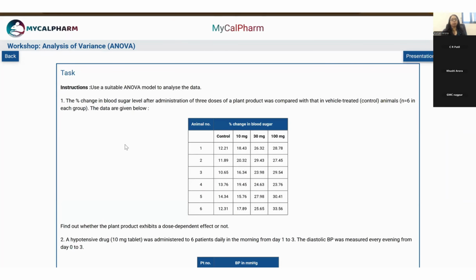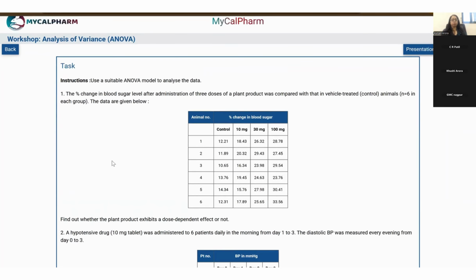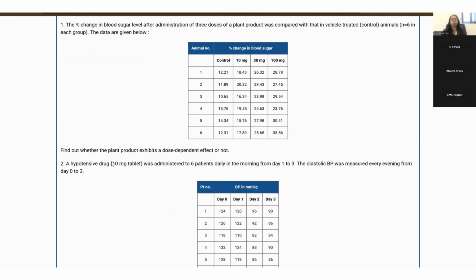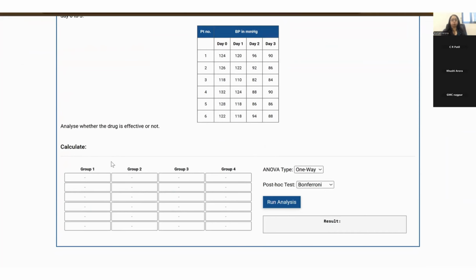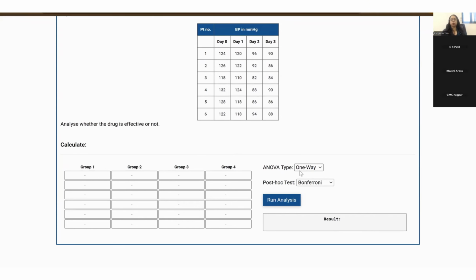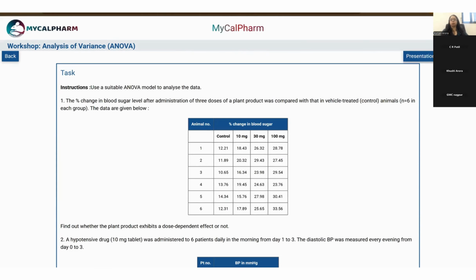Then we have the task. For every workshop, there is a task which the student has to perform. Using the ANOVA type, one-way and repeated measures are there. For post-hoc tests we have Tukey and Kruskal types. Whatever the values in group 1 to 4, they will write and calculate. They have to run the analysis, and the result will be there.